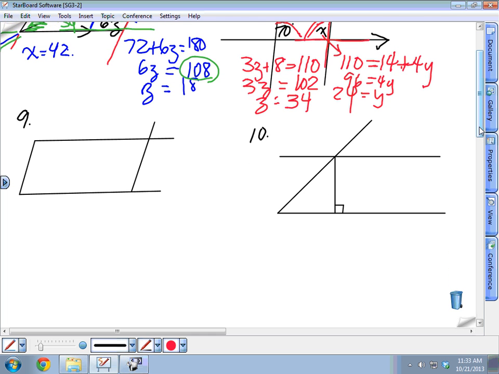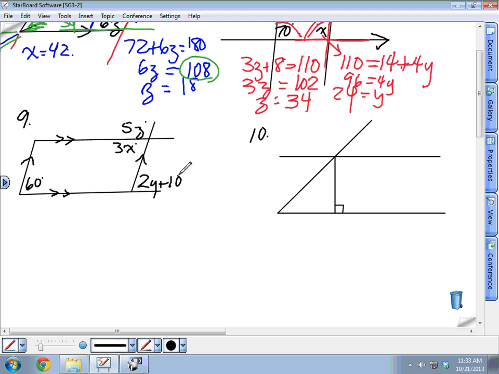Now, number 9. Let's look at what we've been given. We have two pairs of parallel lines again. We have a 60-degree angle here, and 3x here, 5z here, and 2y plus 10 here.